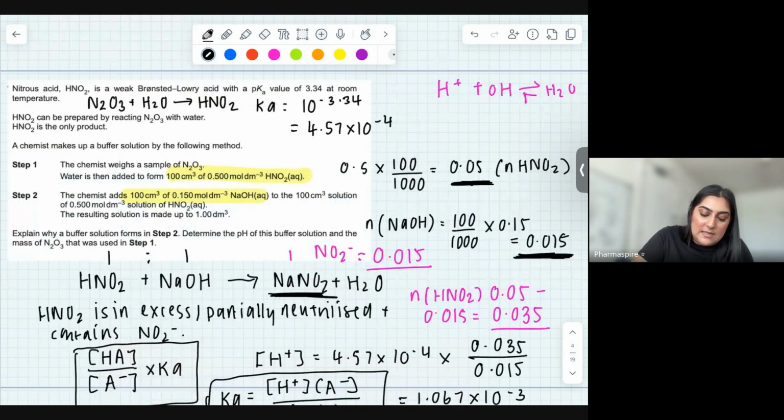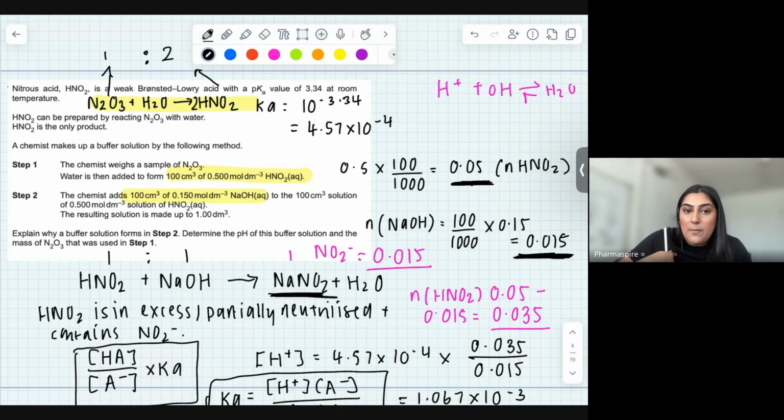So to balance this, we've got two lots of NO2 and O3. So that means we need to put a 2 on this side. Yeah? Everyone happy with that equation there? Right? So we've got a 1:2 ratio between N2O3 to HNO2. We've got a 1:2 ratio, okay?